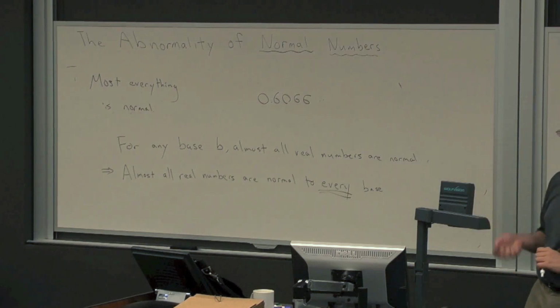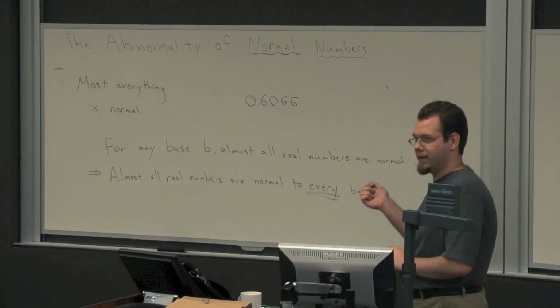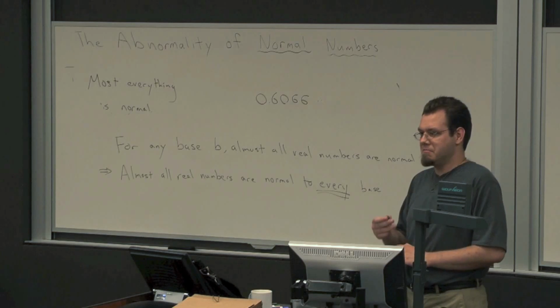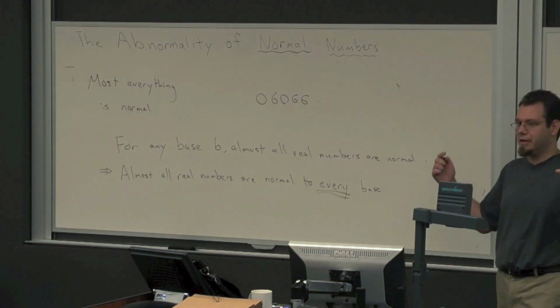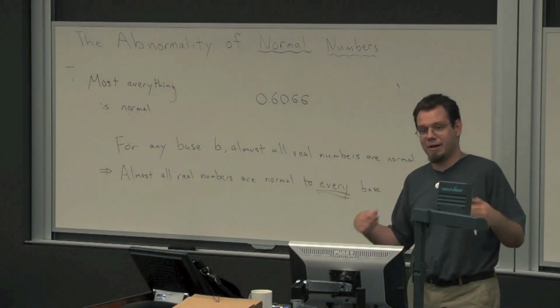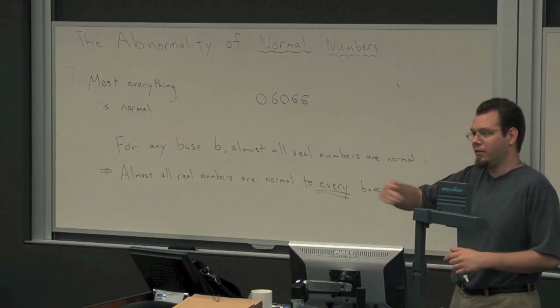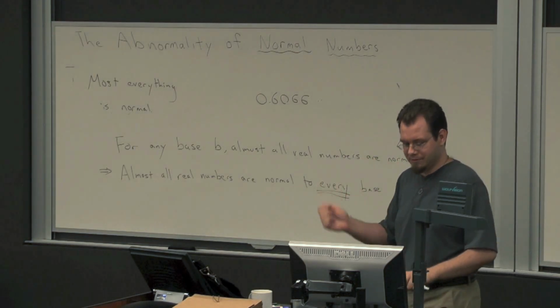If you do this procedure and you pick a number at random, not only is it likely to be normal to whatever base you picked, it's likely to be normal to every possible integer base. Base 2, base 3, base 4, base 5, base 6, base 7, base 8, base 9, all of them, all at the same time.